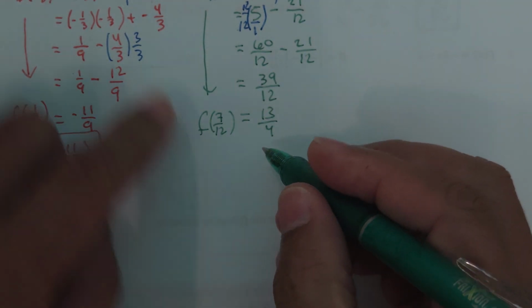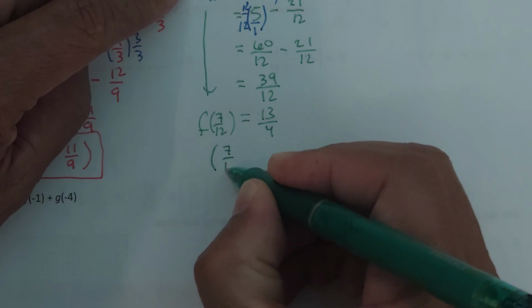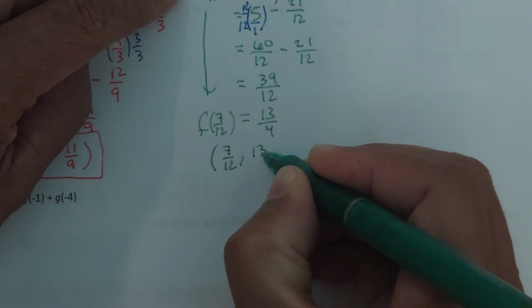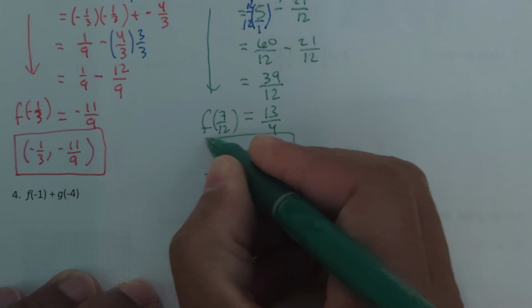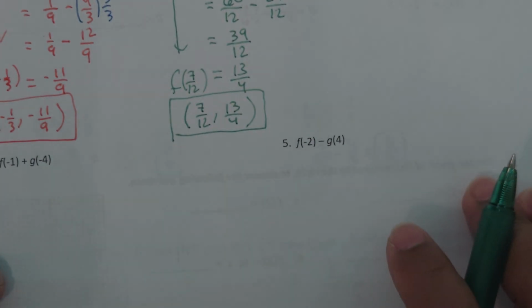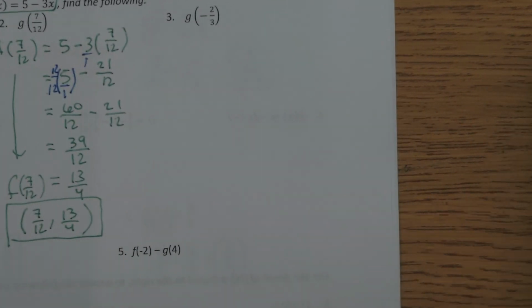Now we can write the coordinates. So the point is, where x is 7 over 12, y is 13 over 4. And this is the answer to that problem. So far I hope you understand. They give you the x value, you need to find the y value. Okay, so let's go on to the next example.